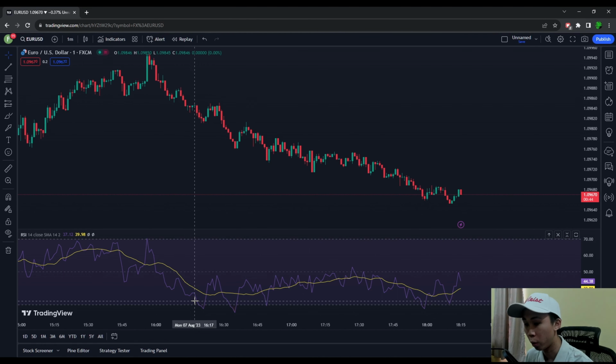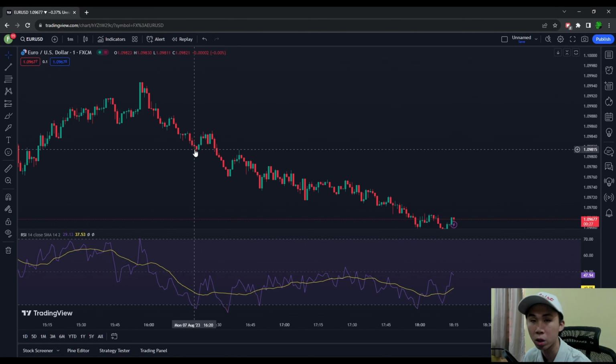Although it might work, for example, in this situation it might work, but in this situation, look, it was at an oversold level. And if you proceed to take some buys over here, which is this area, what happens? It will proceed to hit your stop loss. That is why what I'm teaching here today is not buying at oversold and not selling at overbought. So how are we going to use this RSI indicator?